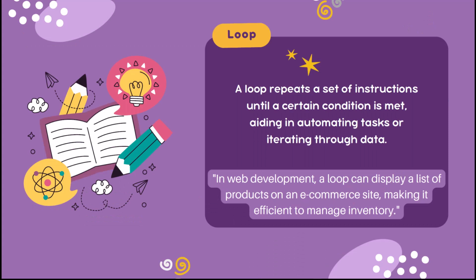Loop. A loop repeats a set of instructions until a certain condition is met, aiding in automating tasks or iterating through data. Example. In web development, a loop can display a list of products on an e-commerce site, making it efficient to manage inventory.